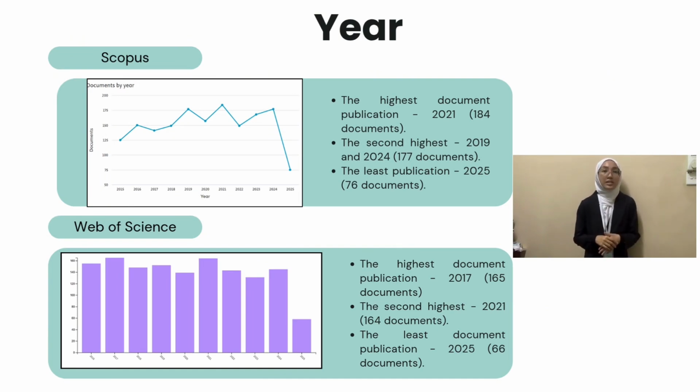Therefore, the year with the fewest publications was 2025, which recorded 66 documents only. But I also conclude that this fewest publication count, 2025, is not considered a full year yet, because 66 documents is the record from the beginning of the year until July 2025. So that's all for me, and I will pass this presentation to our group mate, Adam.